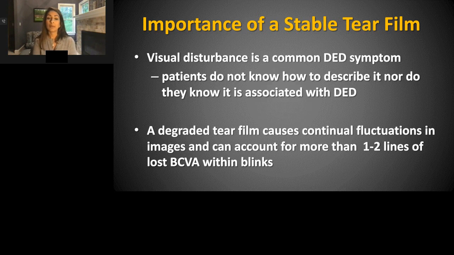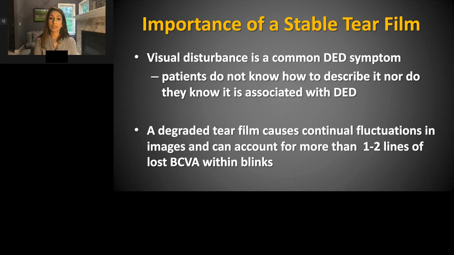And I put this slide in here because I really think it's so important for us to understand what it means to have a stable tear film. We talked about the TFOS-DUES-2 definition, and central to that is homeostasis of the components of the tear film, but also tear film stability. And visual disturbance is very common when the tear film is not stable. Your patients are not going to come in and say, hey, I have an unstable tear film. They're just going to say, I can't see, or I feel like I can't see.